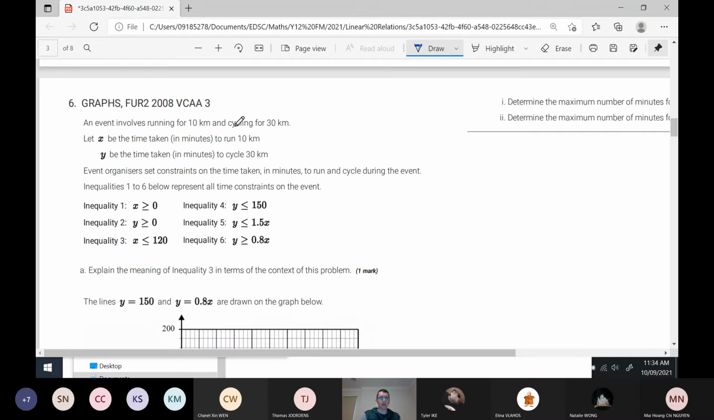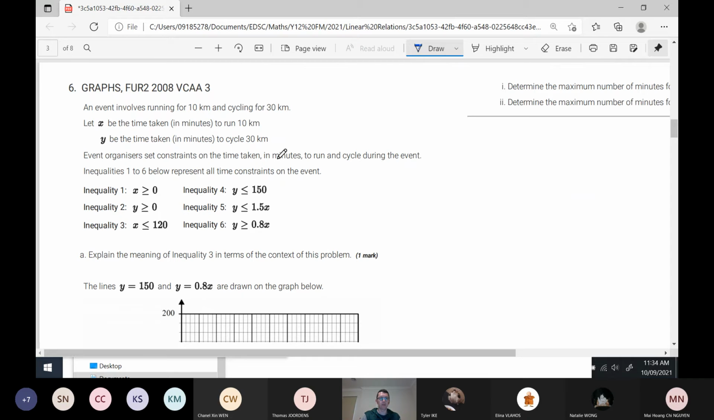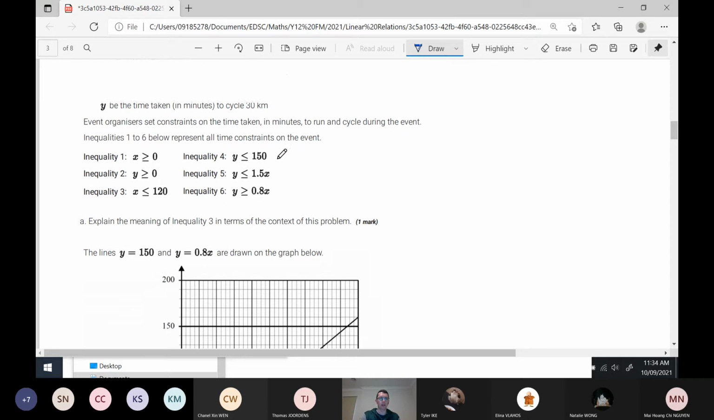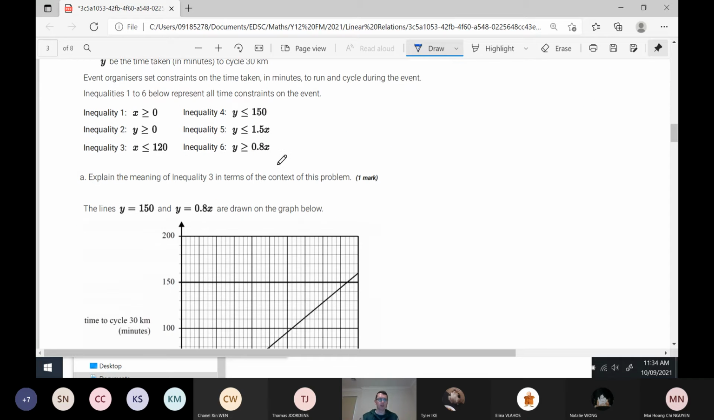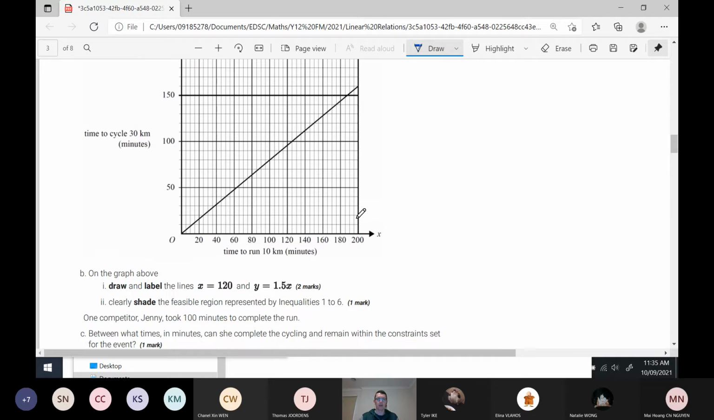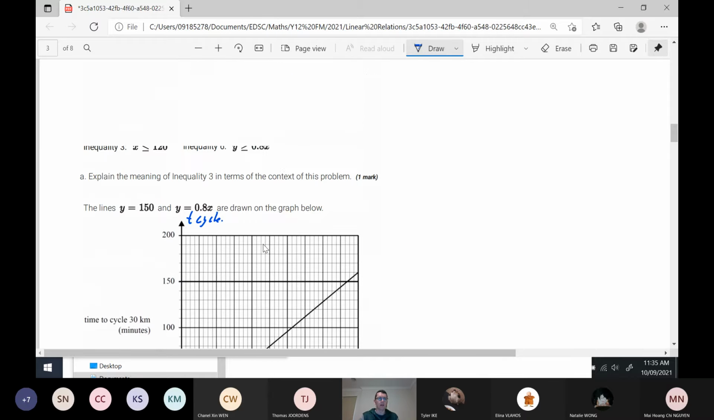An event involves running for 10 kilometers and cycling for 30 Ks. So we have like this triathlon, not triathlon, but an event. Let X be the time taken in minutes to run 10 Ks and Y be the time taken in minutes to cycle 30 kilometers. So I would always be like, okay, Y, time for cycling, T cycle, time run. I mean, it says it here anyway, so that's fine.